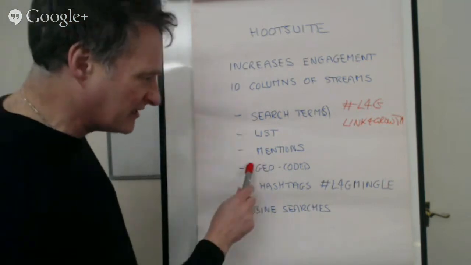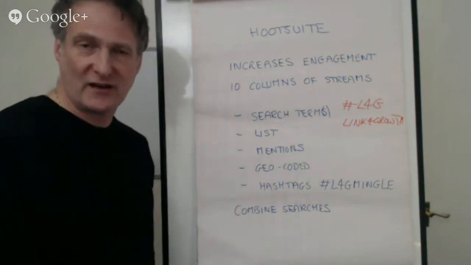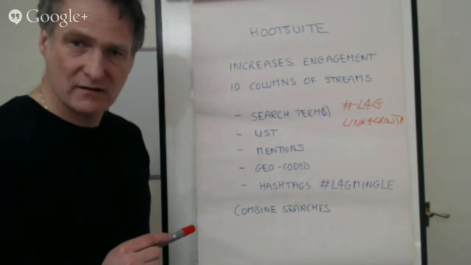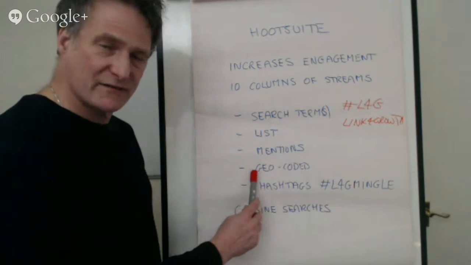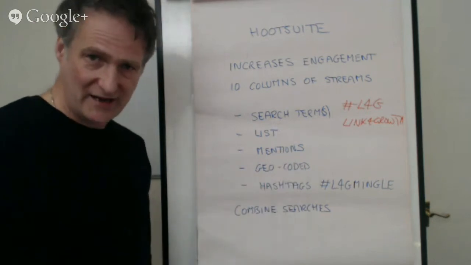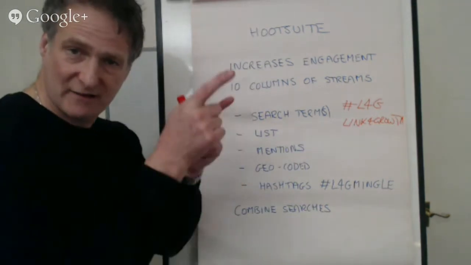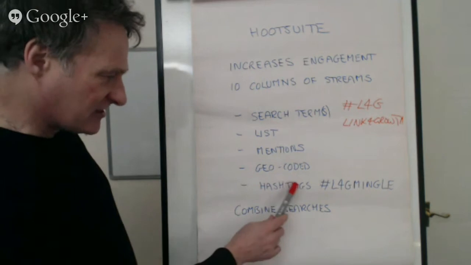So really important: geocoded, right? You can actually say, give me everybody that's within a 10-mile radius who's tweeting. You can do that. So 5 miles. So you can start to find all the local people. This is really powerful stuff. Set that up and it's a stream, and everybody within 5 miles who's tweeting, they're in there. They're very close to you. You can go and see those people. Hashtags we've already talked about.